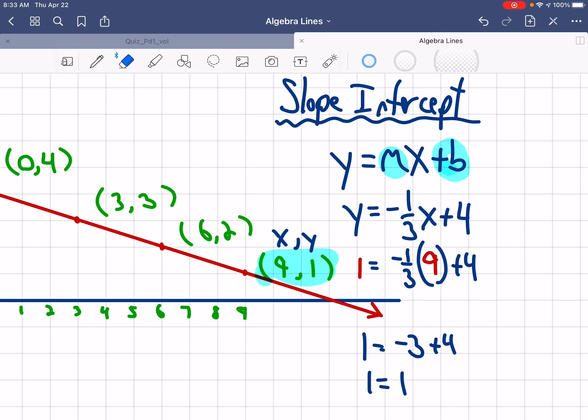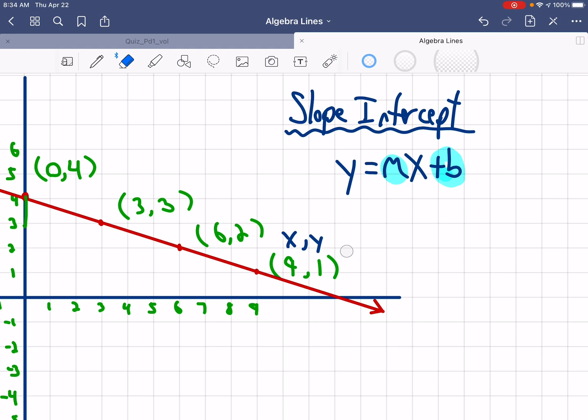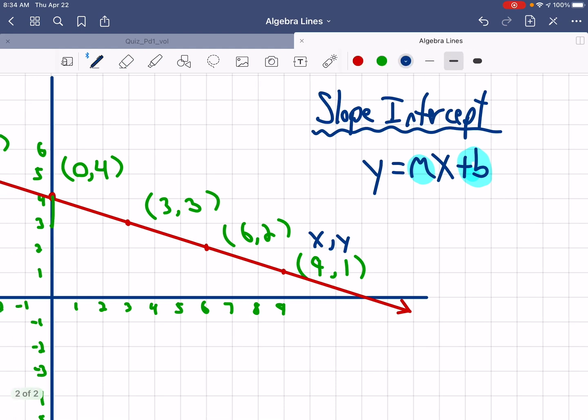Now, the other thing we could do is this. I'm going to erase that. I was just thinking about this as I was composing it. Let's pretend we didn't know the slope. We know the slope equals negative 1/3, right? That we figured out. But we need to know what b is.